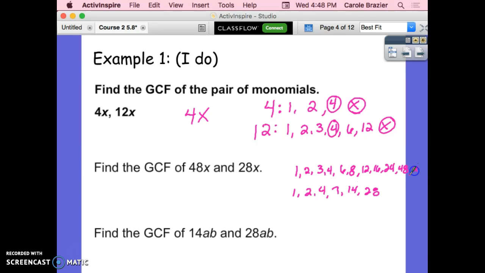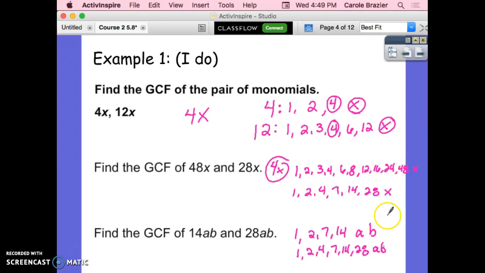Both of these again share the letter x, so x also becomes a factor. So my answer in this one is also 4x because there's nothing bigger that they share. And the last one, you should have the factors of 1, 2, 7, 14, a, and b. And then for 28, 1, 2, 4, 7, 14, 28, and a, b. So your final answer for the GCF of 14ab and 28ab is going to be 14ab.